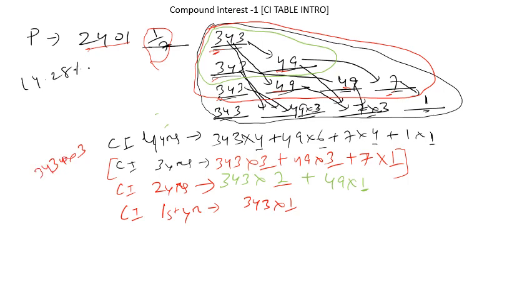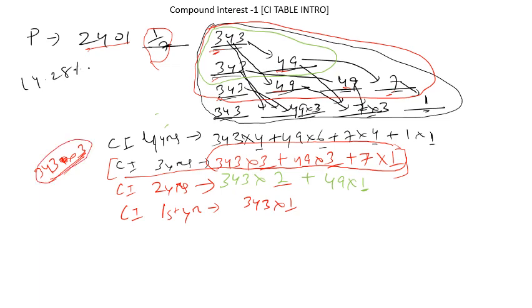343 into 3 will be simple interest for 3 years. Now the SI and CI difference will be how much? This whole part is compound interest, this part is your compound interest for 3 years, okay? And this part is simple interest for 3 years.